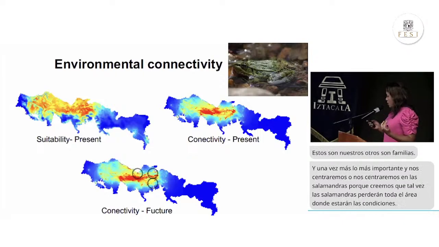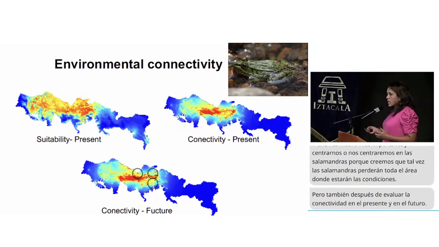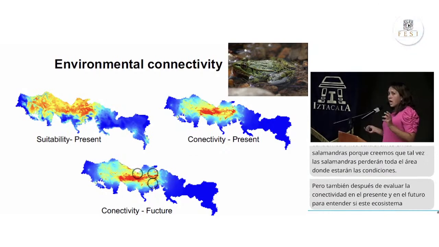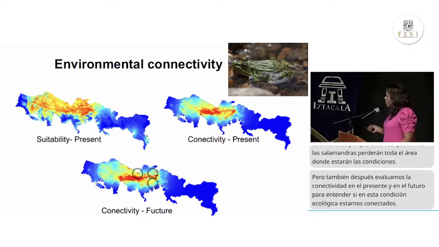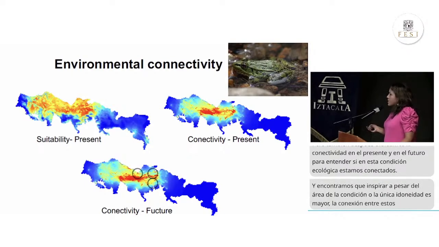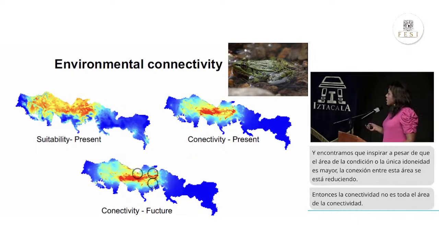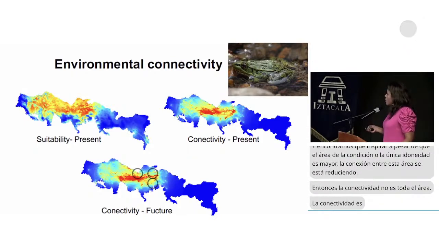But also, we evaluated the connectivity at present and in the future to understand if these ecological conditions are connected, and we found that in spite of the area of suitability being higher, the connection between these areas is reducing. So connectivity is not all the area; the connectivity is a small area. But what will happen in the future?